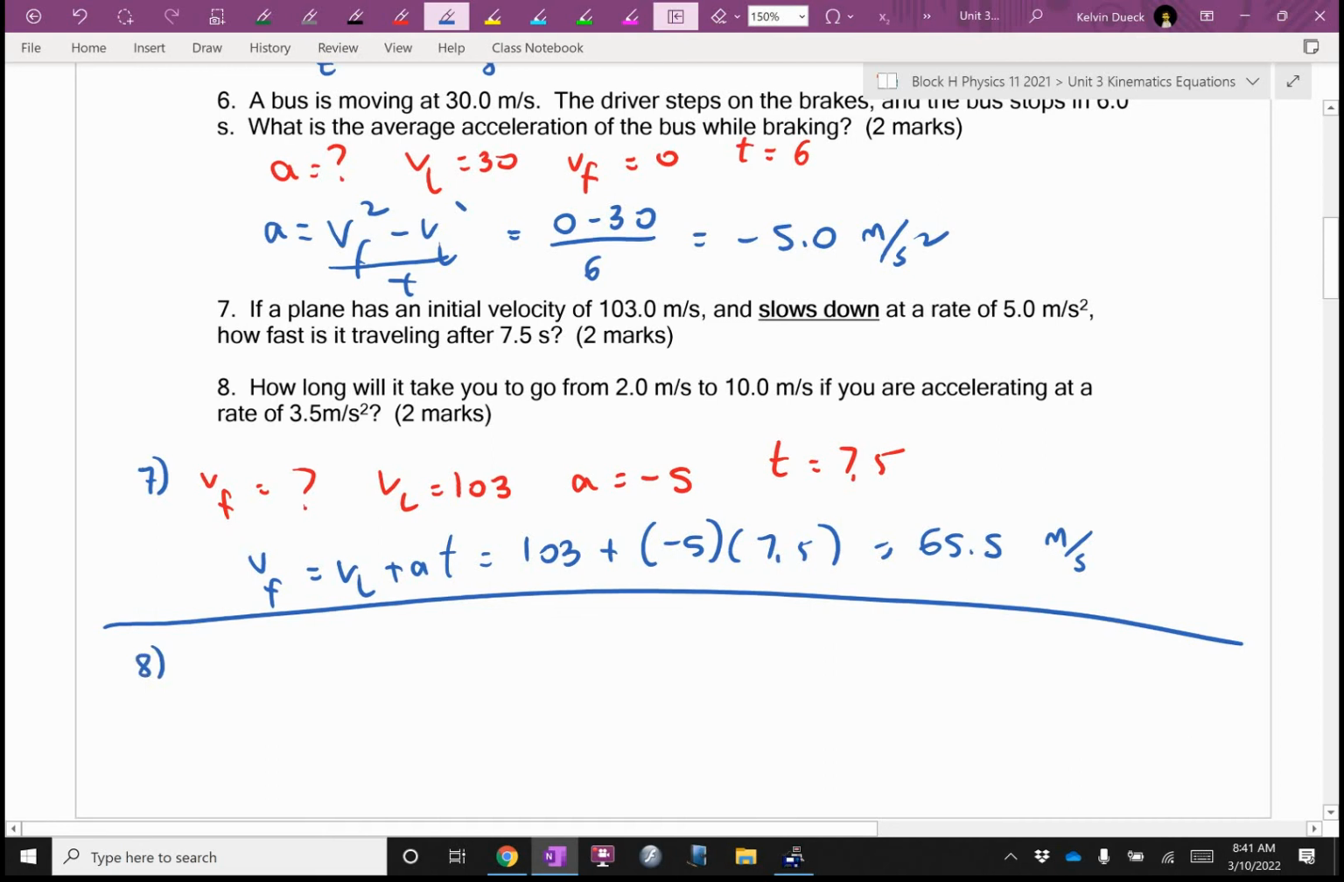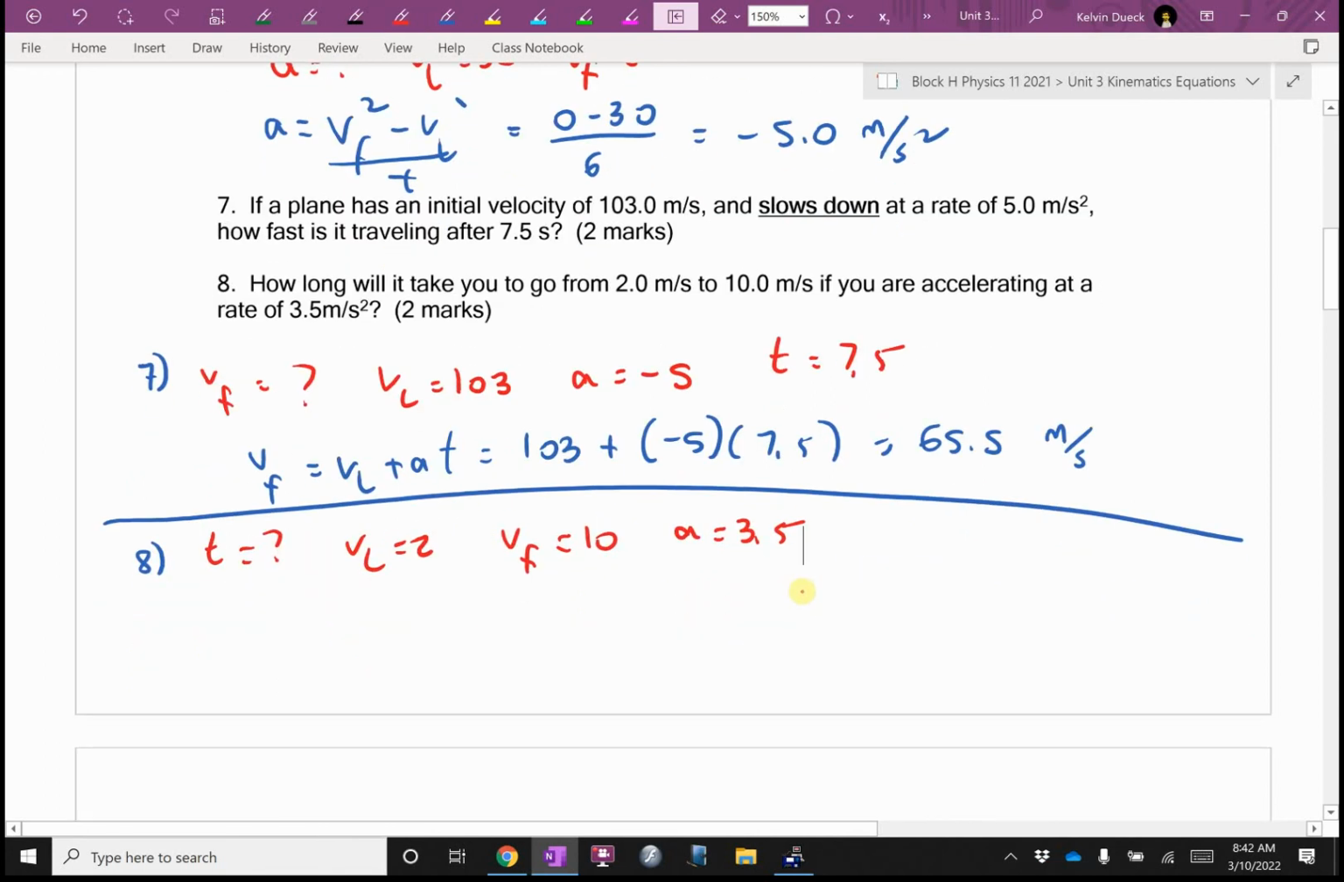Number 8. How long? You know what? That's asking me to find time. Looks like VI is 2. Looks like VF is 10. And it looks like A is 3.5, and we're speeding up. So it's positive.